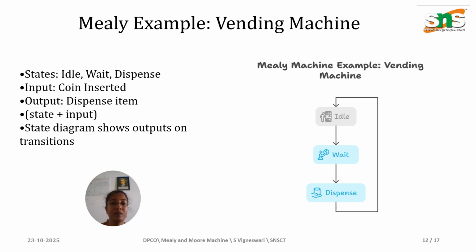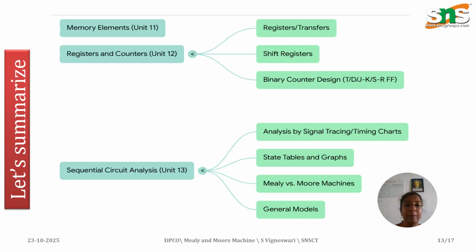A good example is the vending machine, where it first waits until the coin is inserted, and then it depends upon the state and the option you choose at that time as input. So it depends upon the state as well as the input, and then the output is dispensed in the vending machine. This state diagram shows how the transitions happen in the Mealy model.